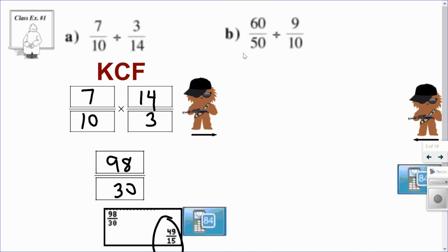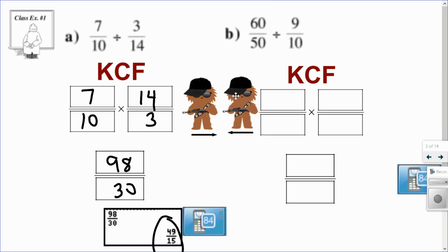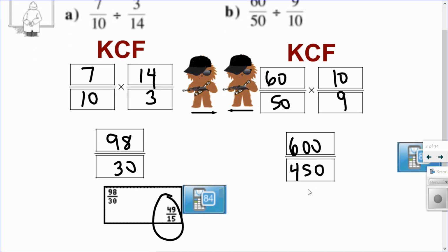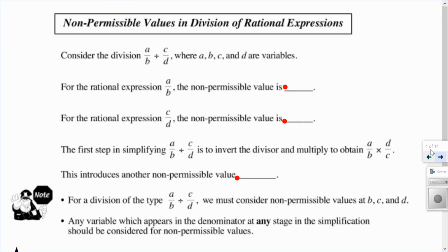Okay, and my next one, 60 over 50 divided by 9 over 10. So again, I'm going to keep Chewbacca fly. Keep the first fraction the same, change division to multiplication, and then flip the second fraction, 10 over 9. So I do 60 times 10 is 600, and 50 times 9, 450. And then I can put that into my calculator, do a little math frac to see that in lowest terms, my answer is 4 over 3. Okay, so really the only difference between last lesson and this one is that first little step.